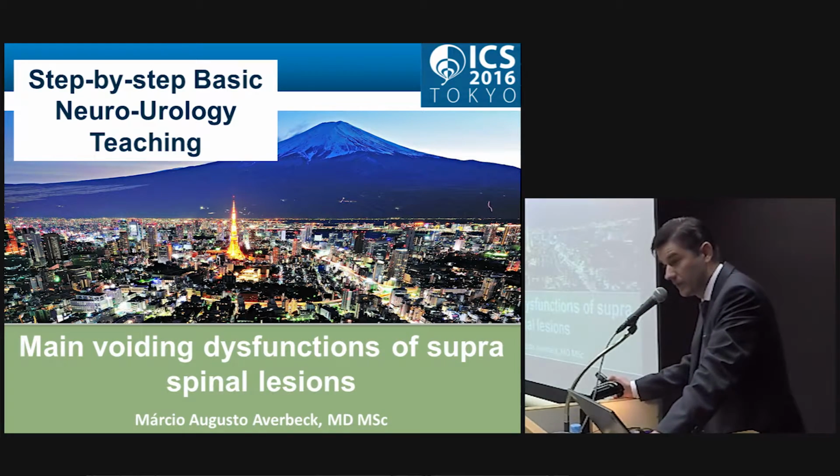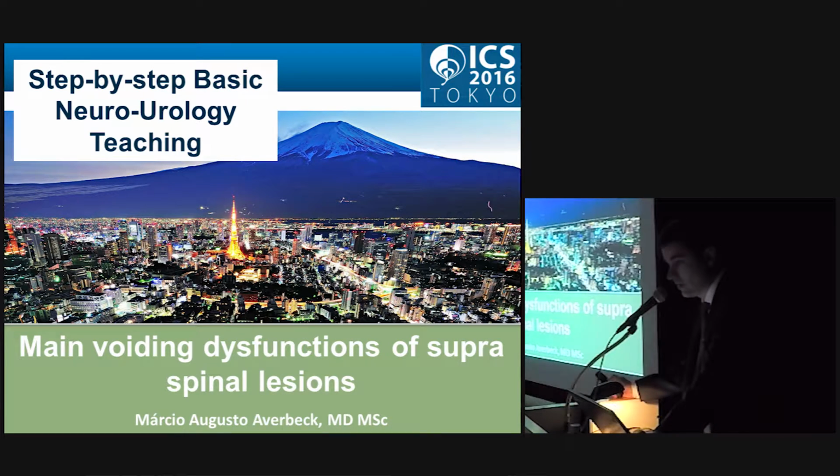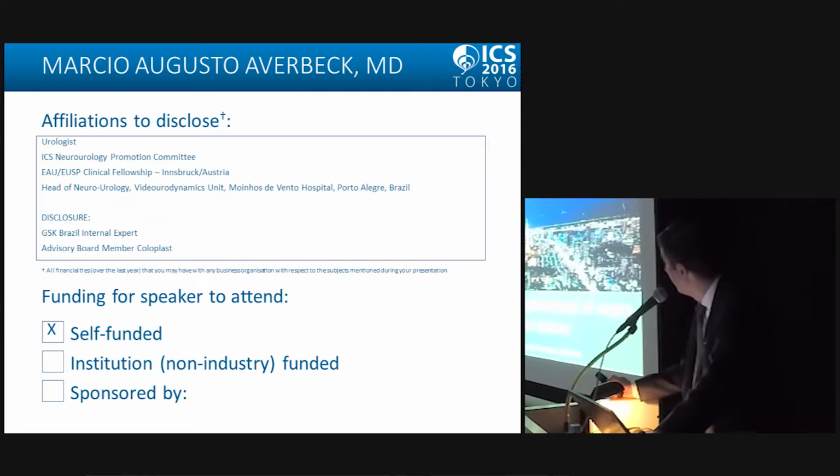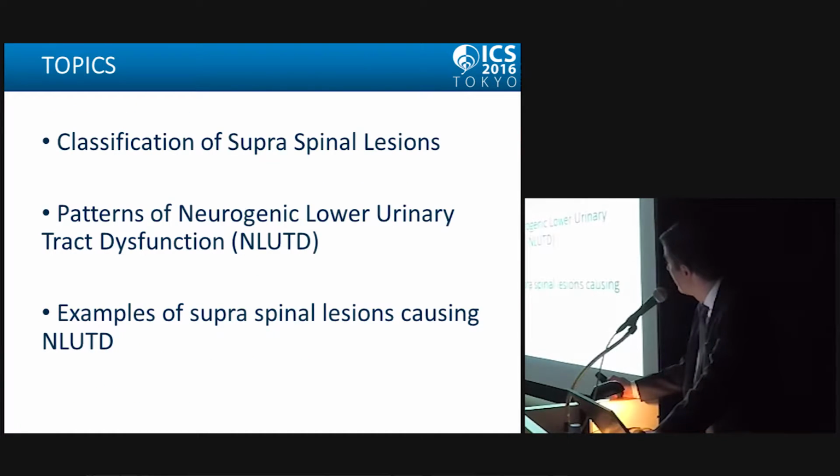The title of this presentation, as Emmanuel has mentioned, is Avoiding Dysfunctions of Supraspinal Lesions. And these are our topics. We're going to talk about the classification of supraspinal lesions, the different patterns of neurogenic lower urinary tract dysfunction for these patients, and I'll cite in the end some examples of supraspinal lesions causing neurogenic lower urinary tract dysfunction.